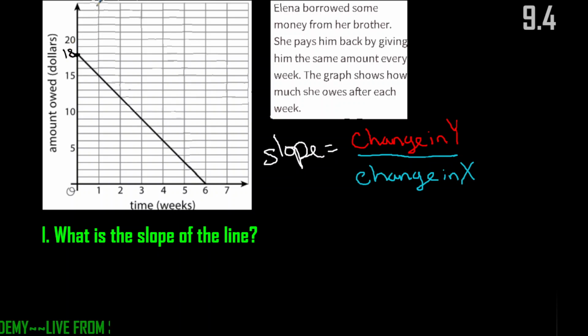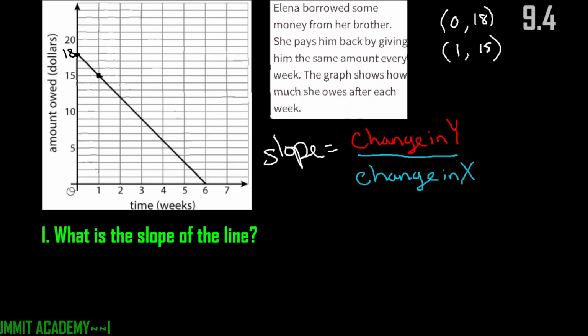And what I can do, I can write two ordered pairs that I have. So this is the point when x equals 1, y equals 15. So two ordered pairs I have. Let's find what we have. I could say I have the ordered pair (0, 18), and I have the ordered pair (1, 15).